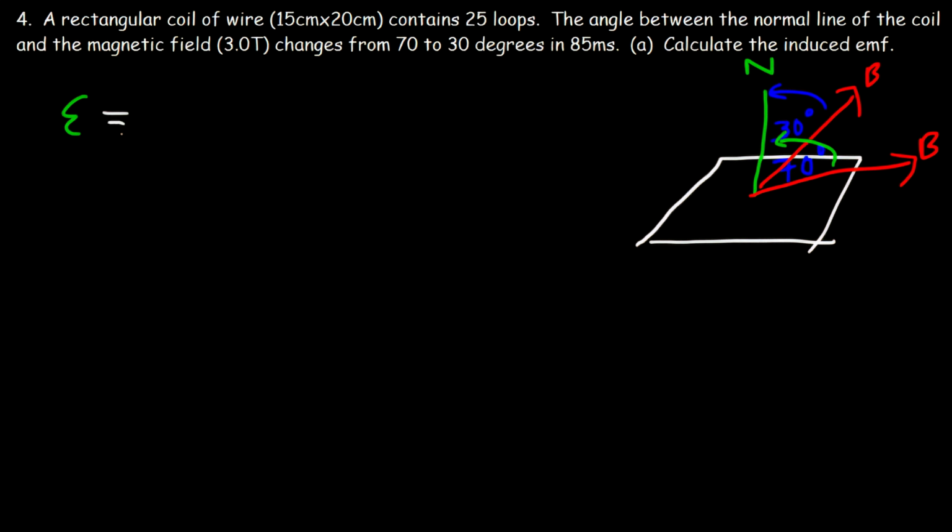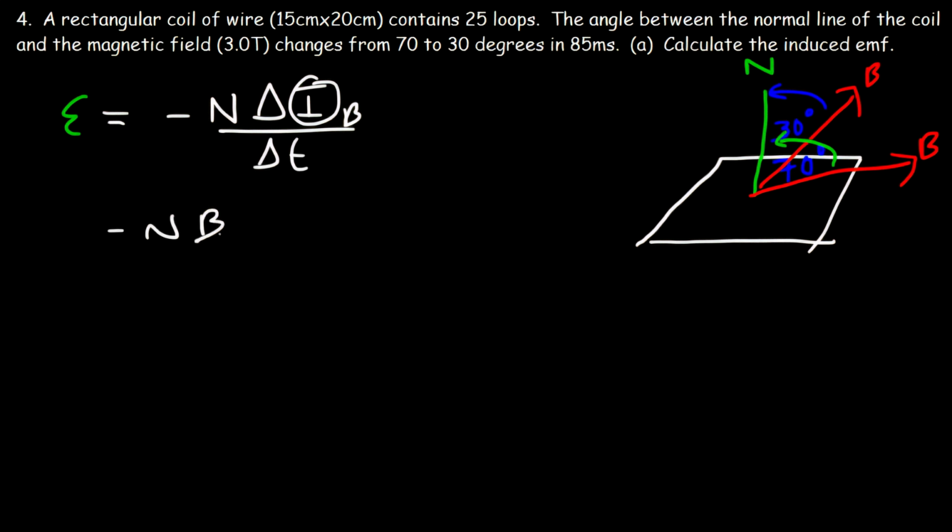The induced EMF is equal to negative N times the change in flux divided by the change in time. And the flux is going to be B. B is constant. The area is constant, but the angle changes. So it's going to be the change in cosine theta divided by delta T.